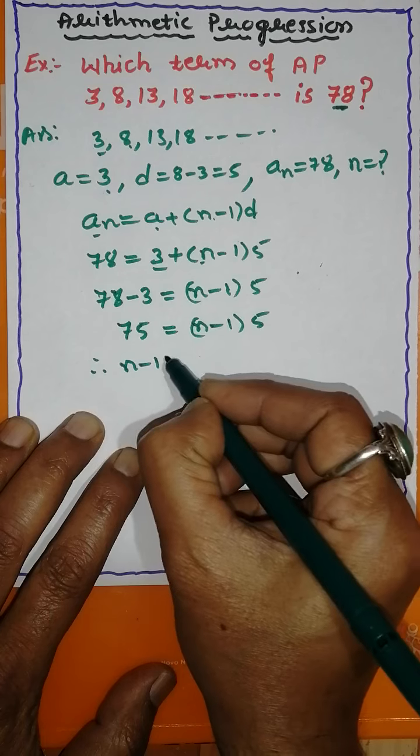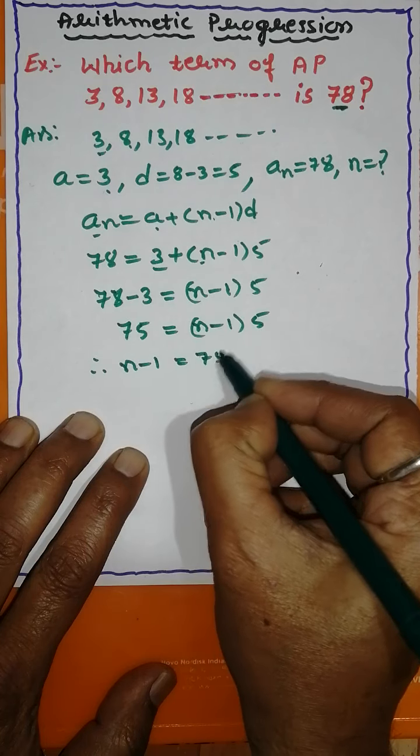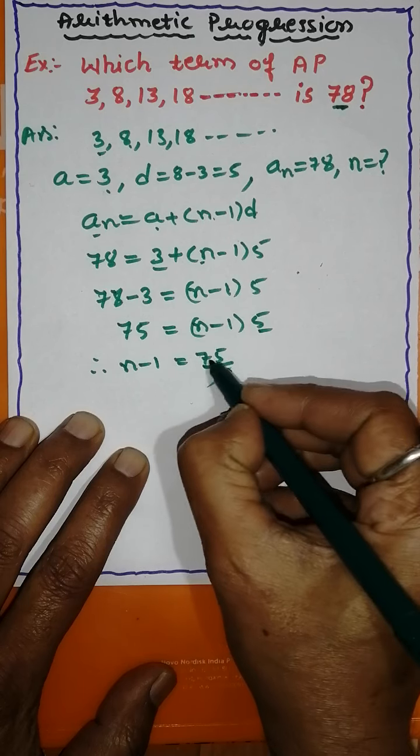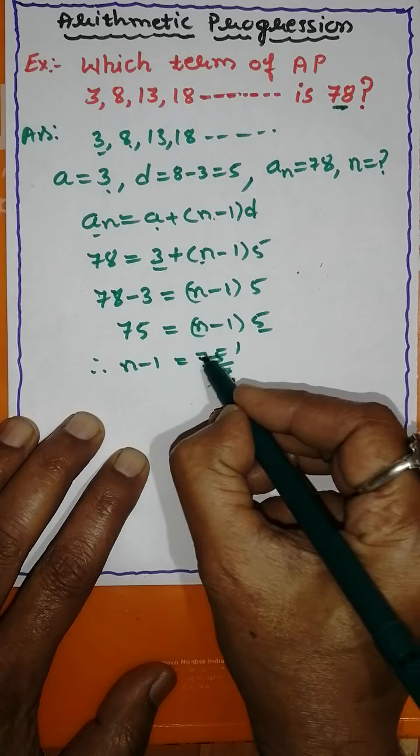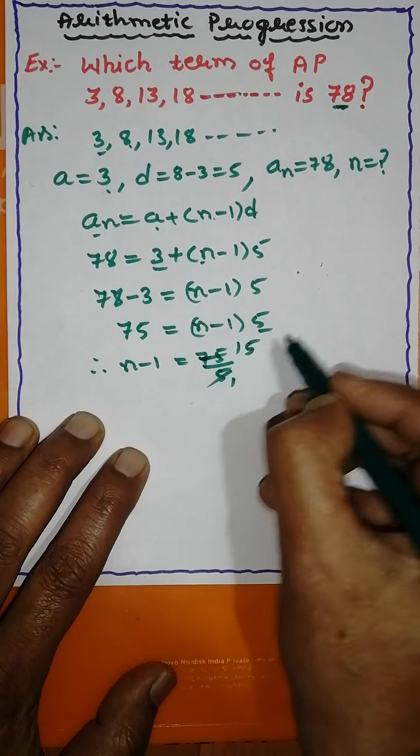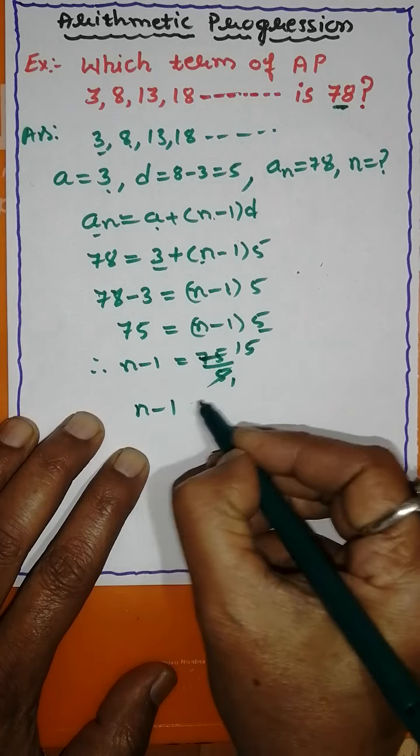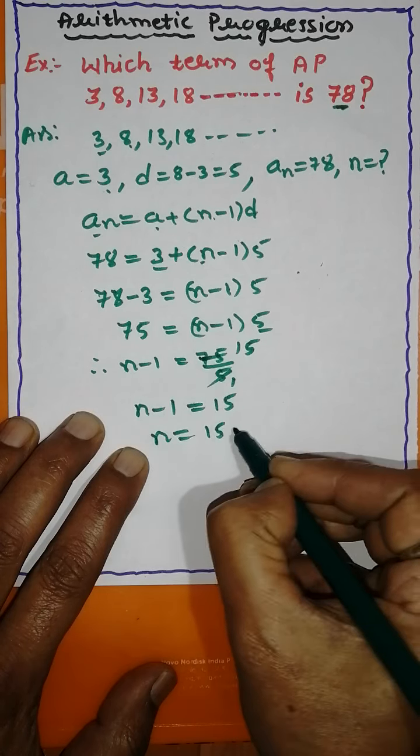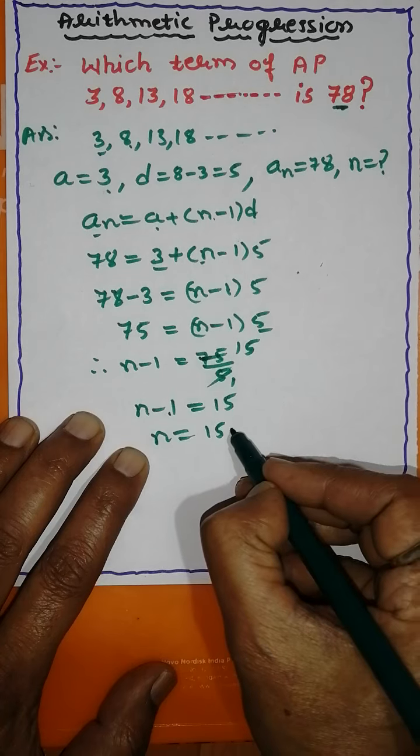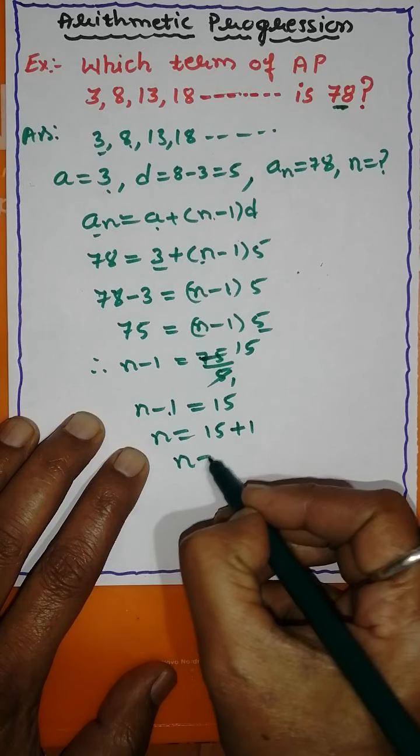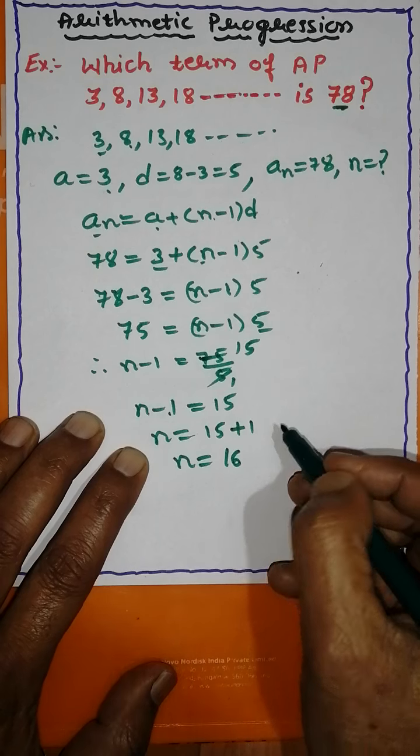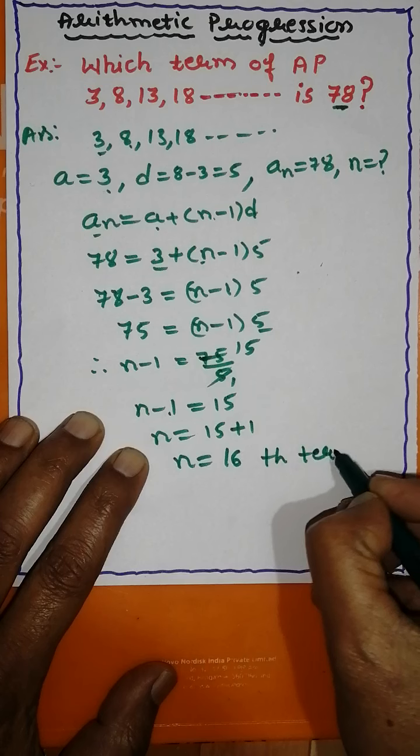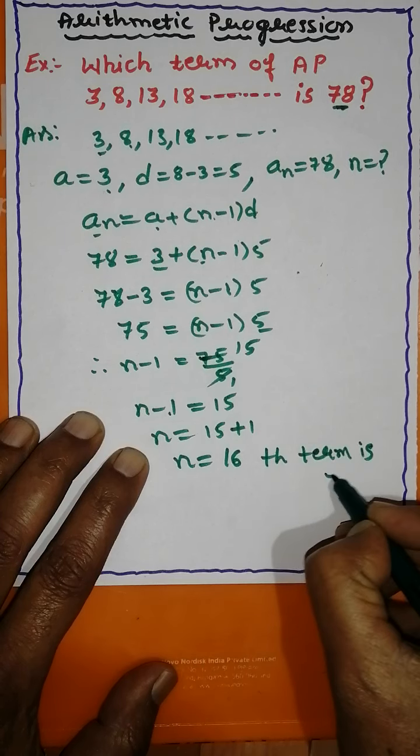Therefore n minus 1 is equal to 75 divided by 5. 5 ones are 5, 2 remains, 25. 5 fives are 25. n minus 1 is equal to 15. n is equal to 15, minus 1 taken to the right side becomes plus 1. n is equal to 16. So the 16th term is 78.